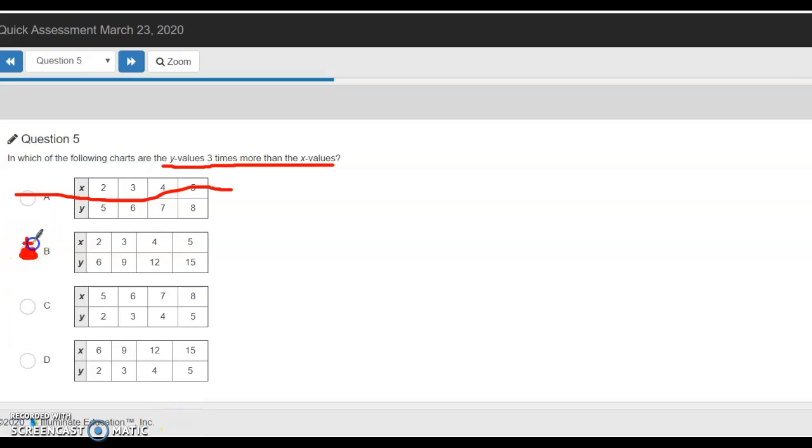So if I look at C, sorry guys, I'm not good at shading this. C, the y-axis is 2, the x-coordinate is 5. That's actually going to make the y-axis smaller, and I need the y value to be 3 times greater, so it can't be C. And if I look at D, well, the y-coordinate is 2, the x-coordinate is 6. Well, I know that 6 is 3 times greater than 2, but that would mean the x values are 3 times bigger, and I need the y values to be 3 times bigger, so it wouldn't be that. So my answer would be B.